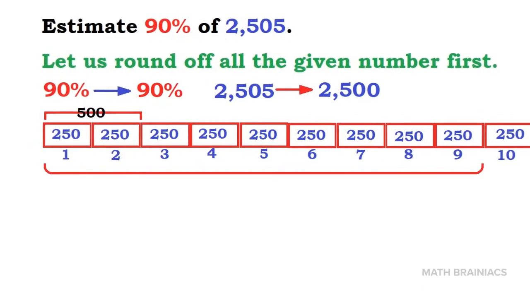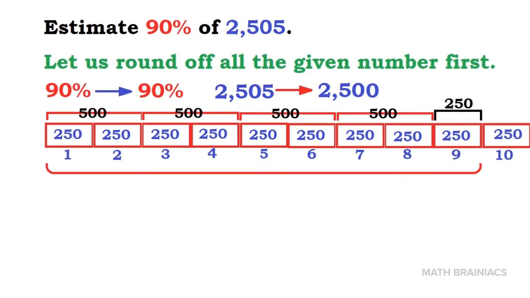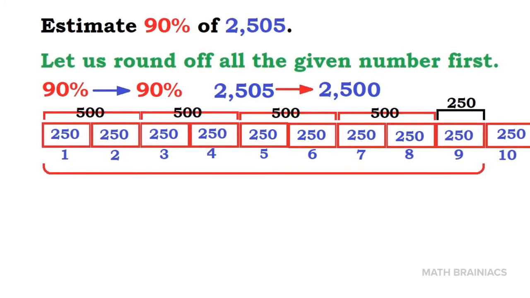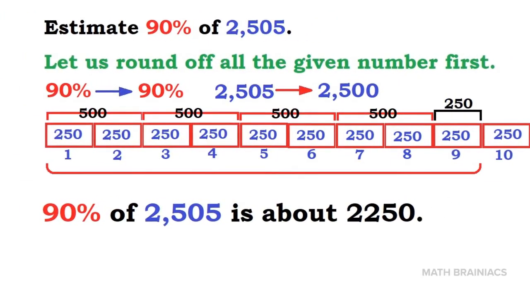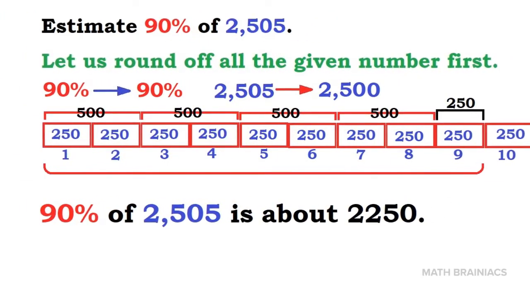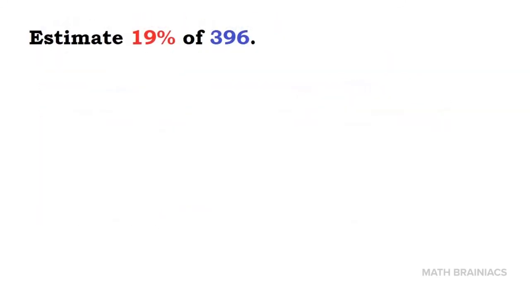Accordingly, 2 parts of the bar will give us 500. To sum it up, we're going to have 500 times 4 plus 250. Accordingly, 90% of 2,505 is about 2,250. Let us work on another example so that you can hit it off.